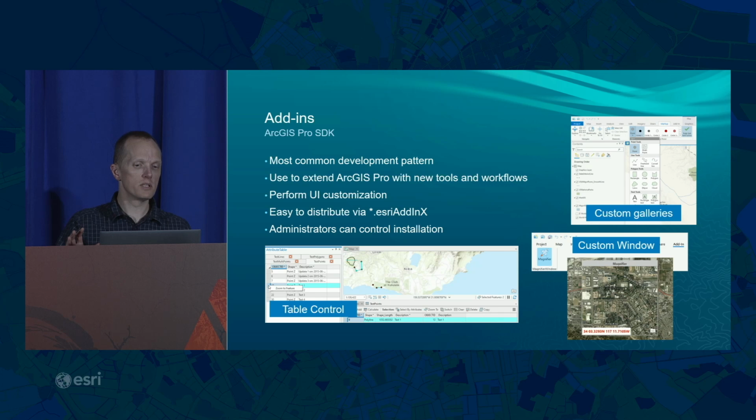The most common development pattern by far is to build an add-in. You use add-ins to extend the capabilities of ArcGIS Pro with new tools and new workflows. Essentially, you're customizing the UI of ArcGIS Pro with a new tool or a new dialog. They're easy to distribute with the Esri Add-in X model, and administrators can even control the distribution or the installation of these add-ins to restrict it to add-ins from your organization.